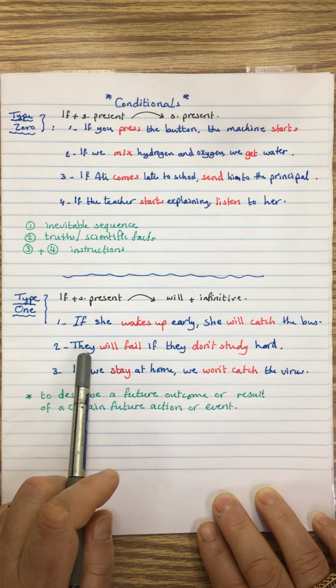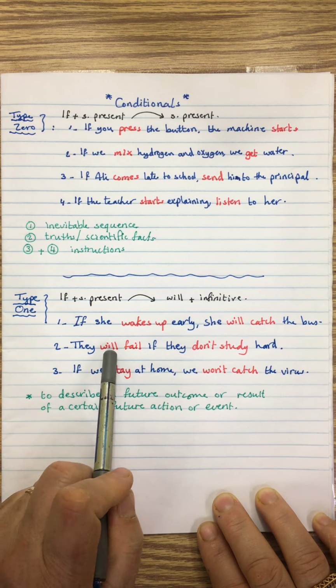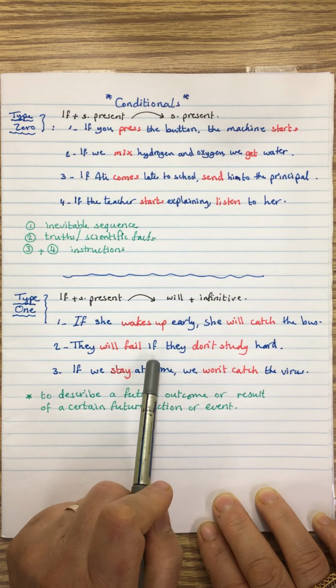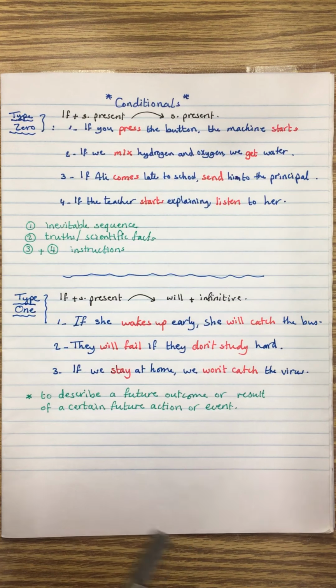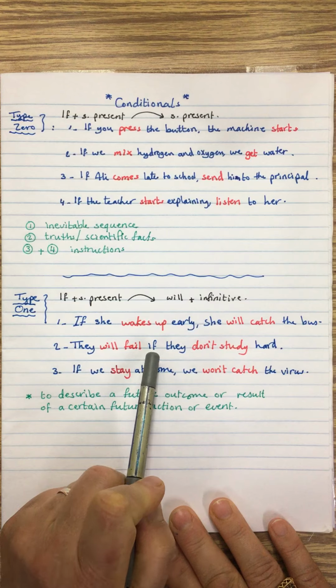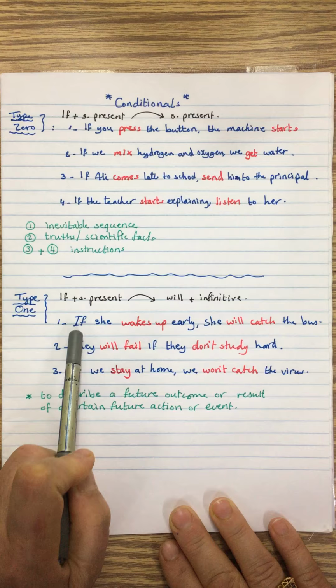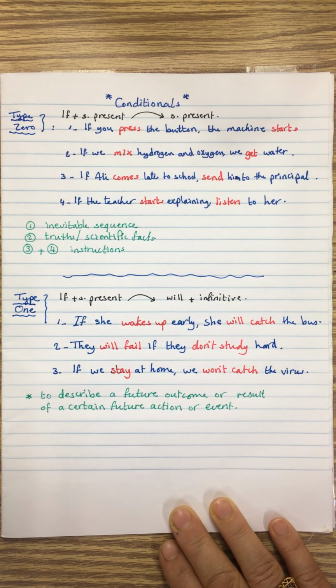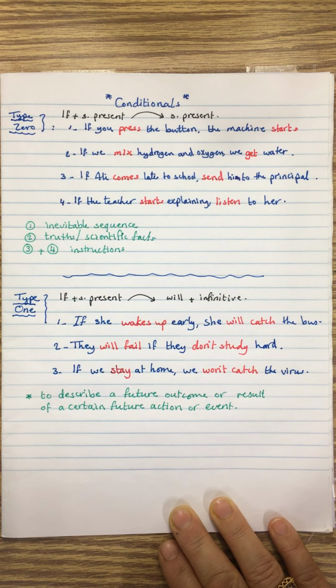Okay, number 2. They will fail if they don't study hard. As you can see here, we put if in the middle because the two sentences are convertible. Yani you can say they will fail if they don't study hard, or you can say if they don't study hard, they will fail. But if you put if in the middle, then don't use the comma. Here, we started with if and we put a comma between the two clauses. But here, because we used if in the middle, we don't use a comma.